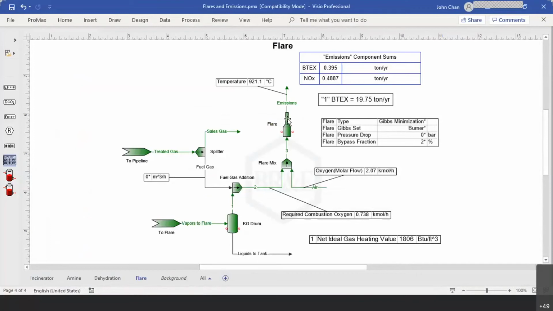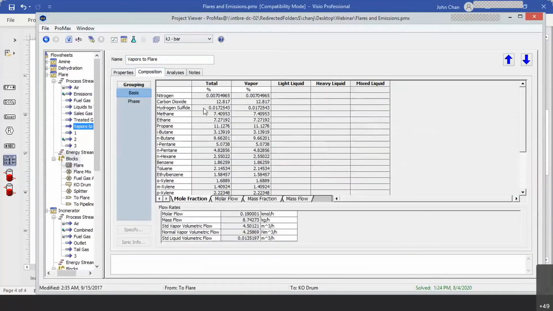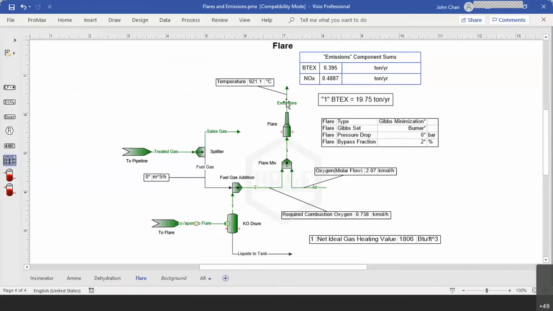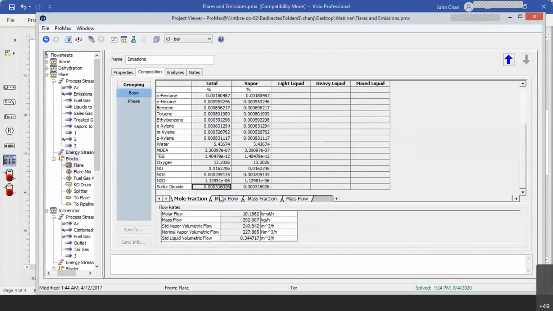Once we incinerate the waste gas stream, or the combustibles in the feed, you can see that the amount of BTEX is reduced to about 0.4 tons per year. And because we also have some hydrogen sulfide, we would also be forming SO2. Those also need to be included in the environmental accounting. So you can see that we have some amounts of SO2 being formed.